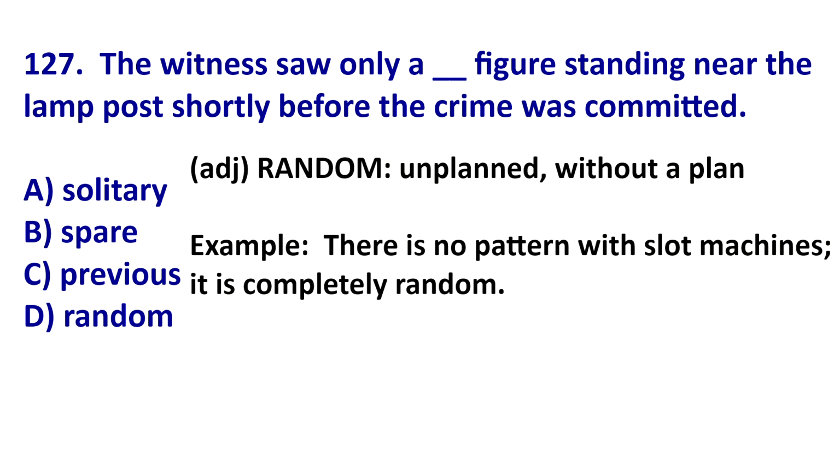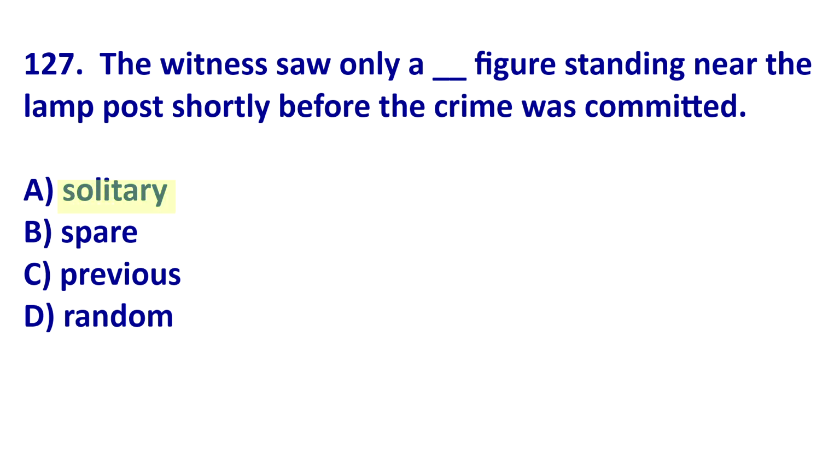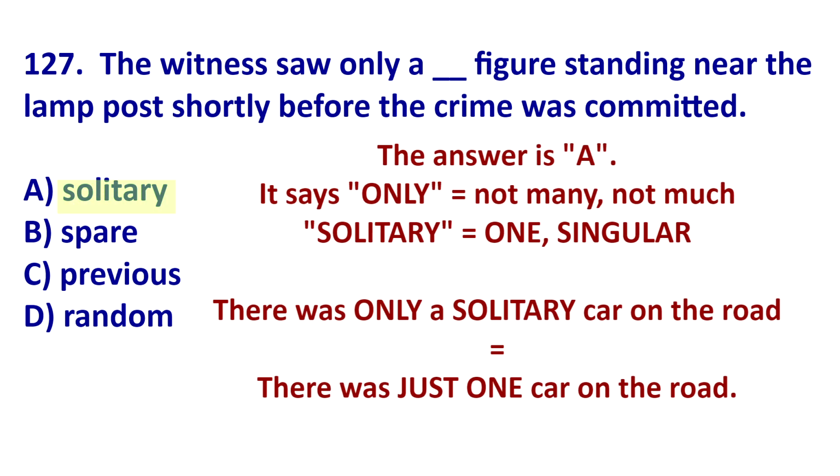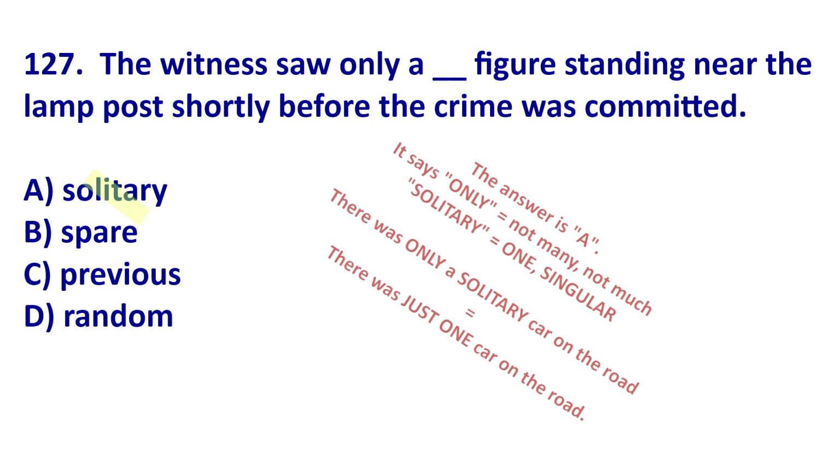It's about luck. Now, the best answer here is solitary, A, because the witness only saw a solitary figure. So figure here means person. So if they saw a solitary figure, this means one figure. And one of your biggest clues is "only," because they saw only one. So a solitary figure. Answer is A.